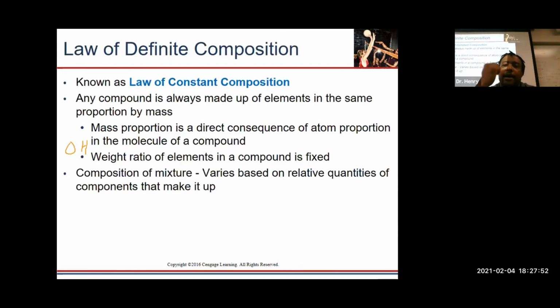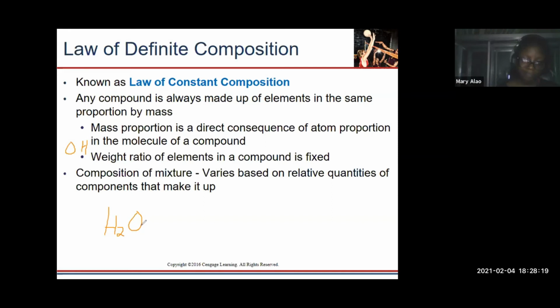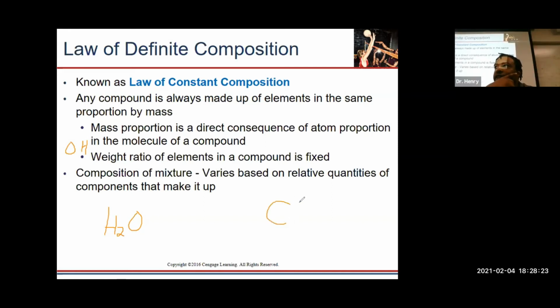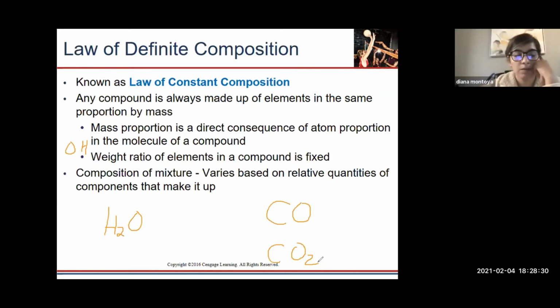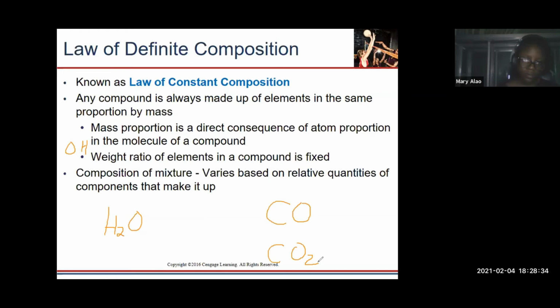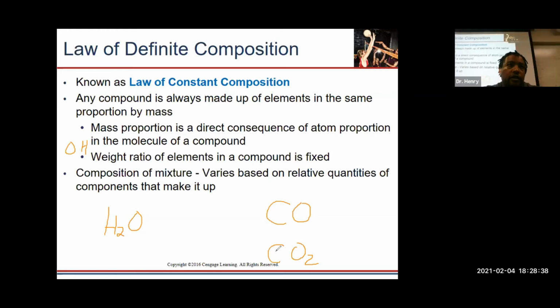When we're talking about water, that relationship of 2 hydrogens to 1 oxygen is the law of definite composition, or the law of constant composition. Regardless of how much water you have, the ratio of hydrogen to oxygen is always going to be the same. So if I have CO and CO2, are these the same thing? No, they're not. The ratio in CO and the ratio in CO2 are different. I know it's straightforward and simple, but it's amazing how many people won't pick that up.